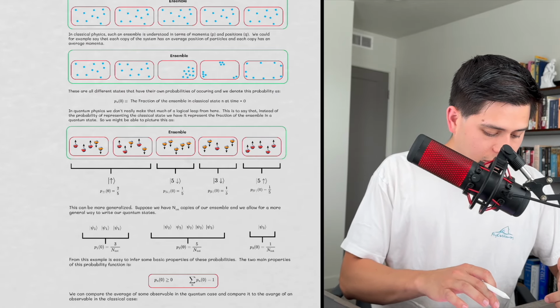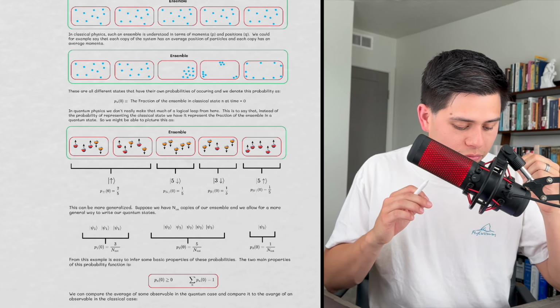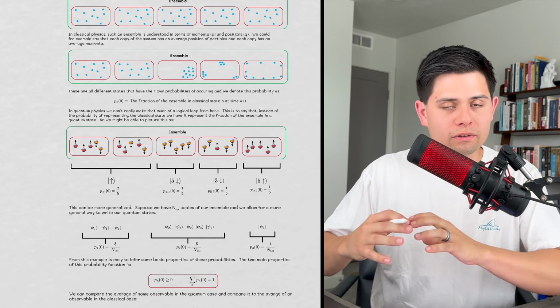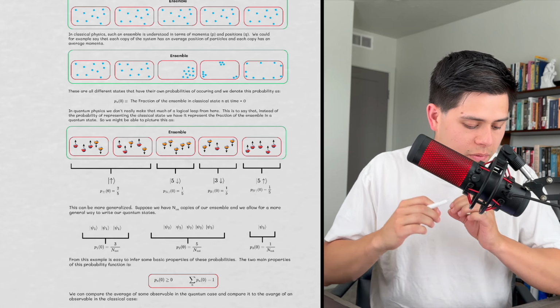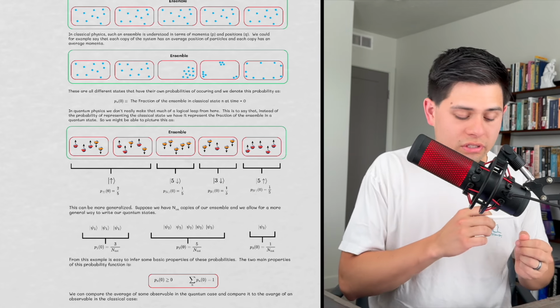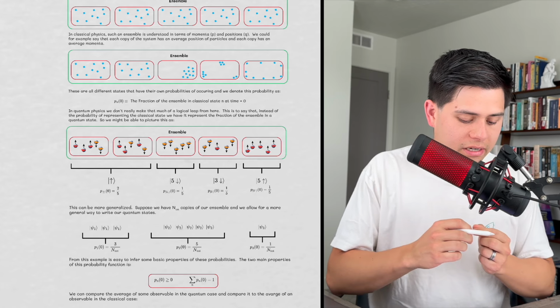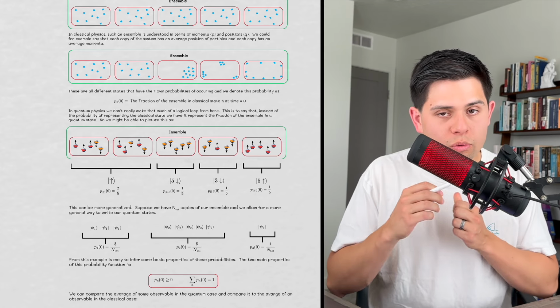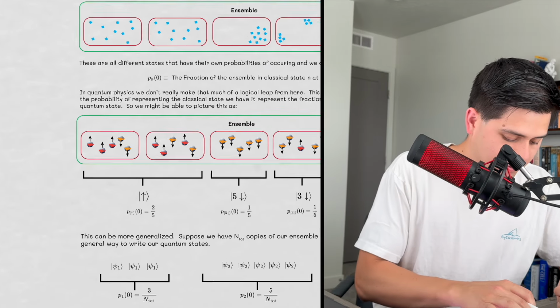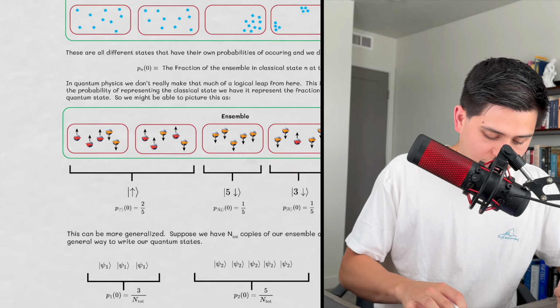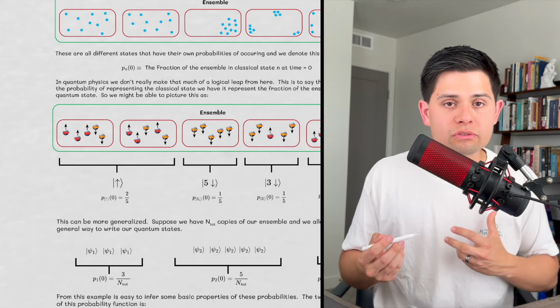All right. In quantum physics, we don't really make that much of a logical leap from here. That is to say that instead of the probability representing the classical state, we have it represent a fraction of the ensemble in a quantum state. So we might picture something like this, for example. So we have our system. It has 5 particles in it.